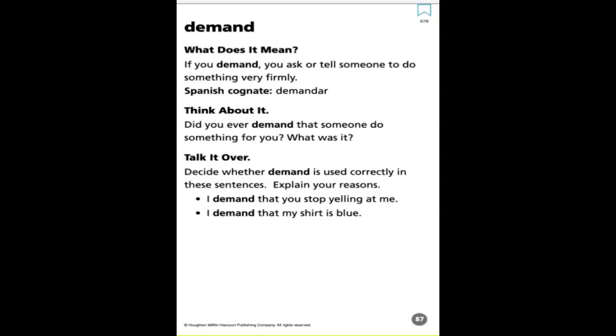Decide whether demand is used correctly in these sentences. Remember, demand means to ask or tell someone to do something very firmly. I demand that you stop yelling at me. Yes, it makes sense. Then our next example is, I demand that my shirt is blue.